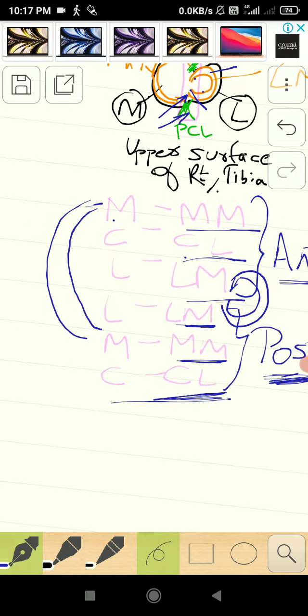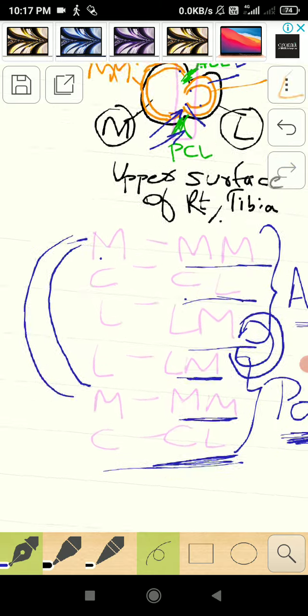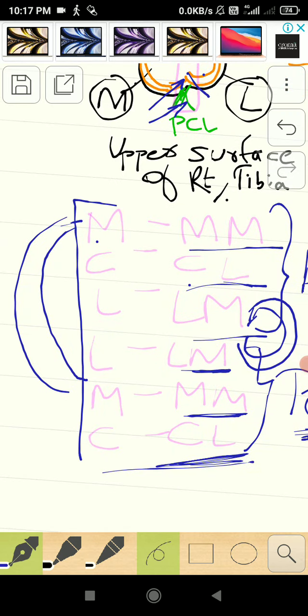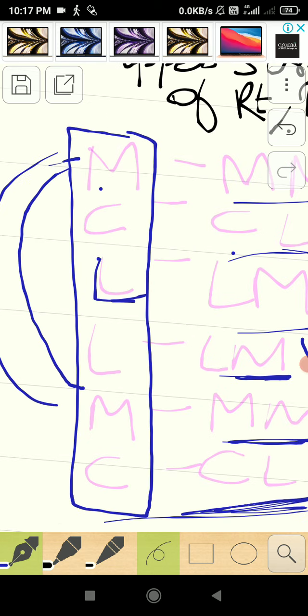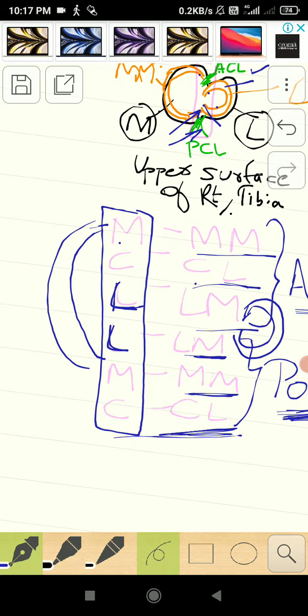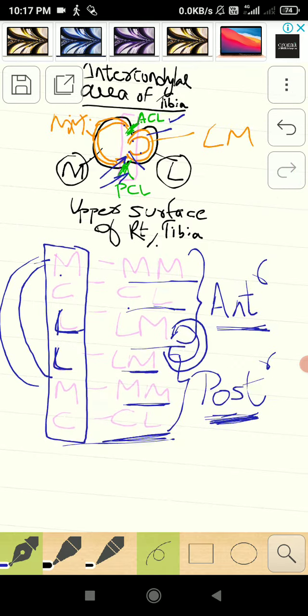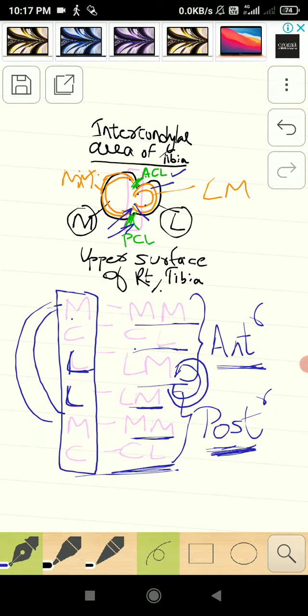So the simplest mnemonic is Medical College Lucknow, Lucknow Medical College. If you know any other medical college other than Lucknow, which should start from L, then you can take that college. But this is my choice of mnemonic. The easiest way to remember the intercondylar area of tibia.